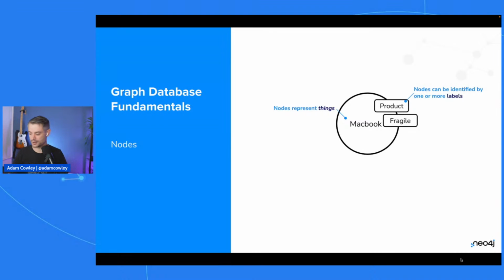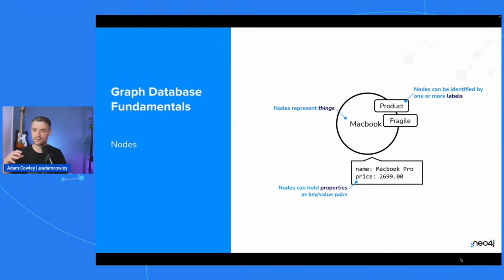So we can use that as a kind of binary tagging of a node, or something that we can use for discovery. To add context to the data in the graph, we use properties. Properties are key value pairs stored against a node. In this case, it has a name property of MacBook Pro and a price of 2699.